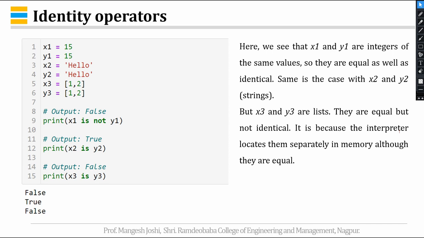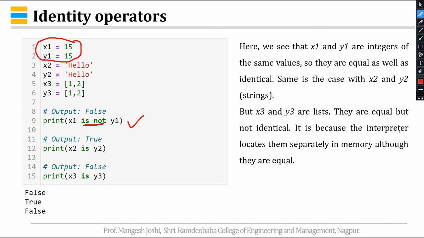Now I am printing x1 is not y1. Here we see that x1 and y1 are integers having the same values, so they are equal as well as identical. So what is it returning? It is returning false, meaning they are identical, because we have used "is not".